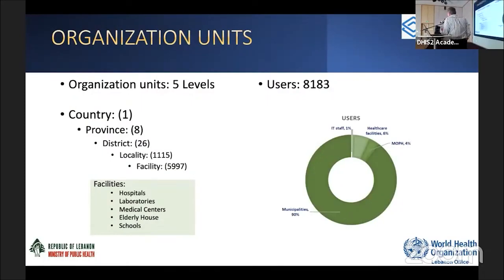Concerning the organization unit, we have 5 levels in the country: 8 provinces, 26 districts, 1,015 localities, and around 6,000 facilities. And the facilities are composed of labs, hospitals, medical centers, elderly houses, and schools. By the way, the schools are involved in the system.